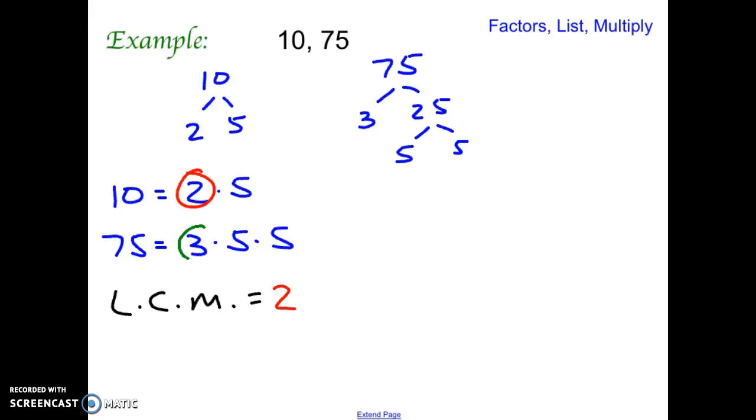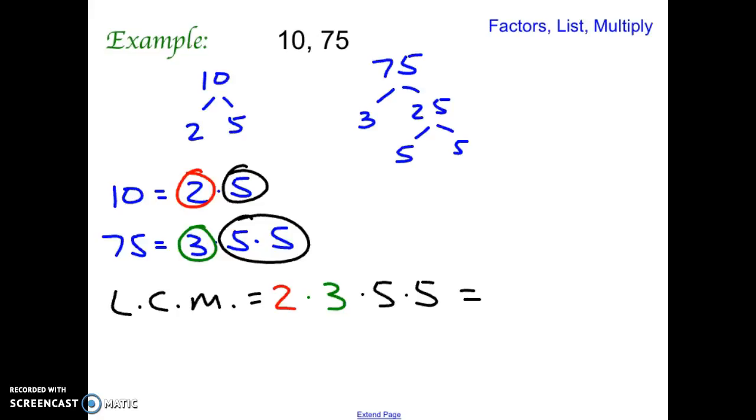If we check, there's a 3 in the second term. So it means there's going to be a 3 in our least common multiple. And if we check the 5, it occurs once in the first term, occurs twice in the second term. So for our least common multiple, we got to put 2 5s in there. If we multiply this out, we got 2 times 3 times 5 times 5. We should get 150 for our least common multiple.